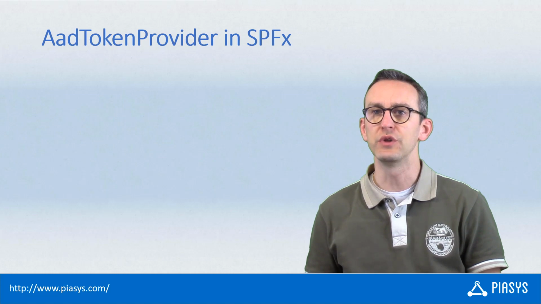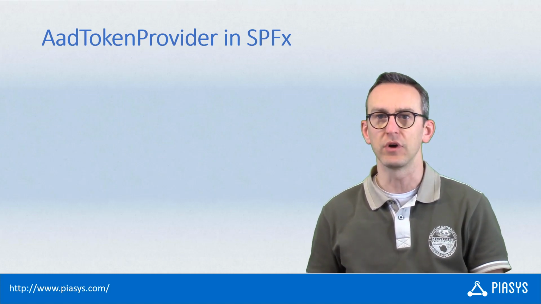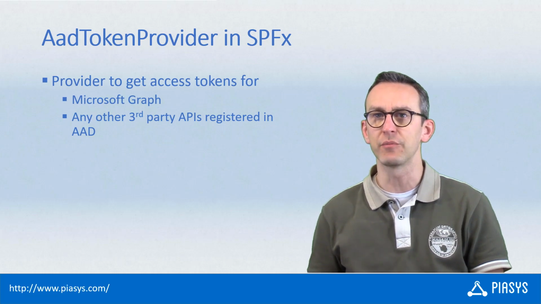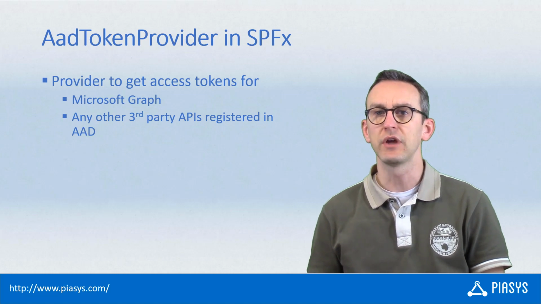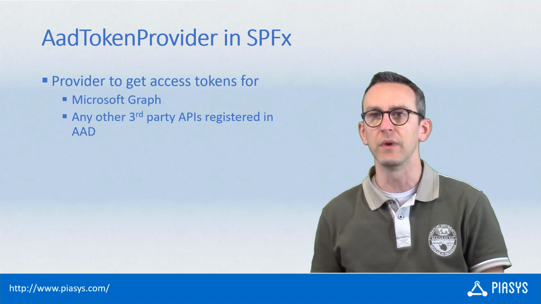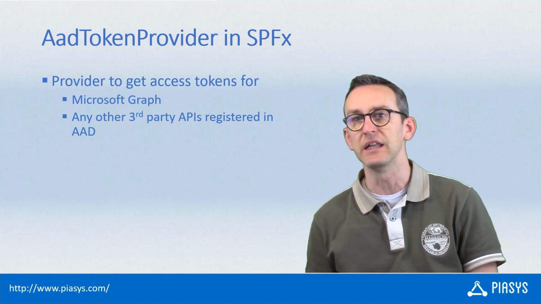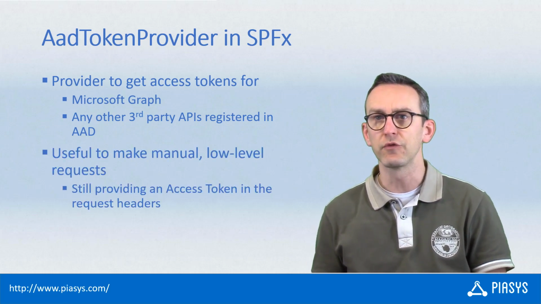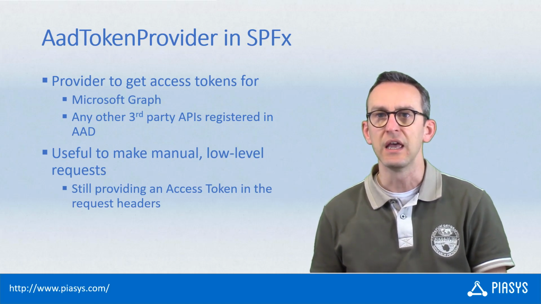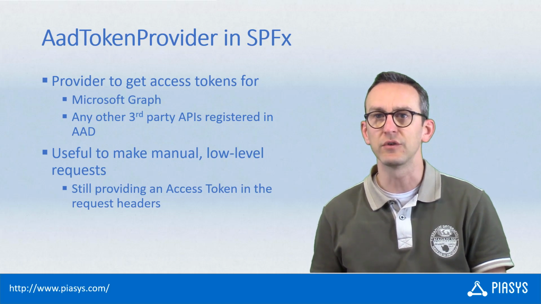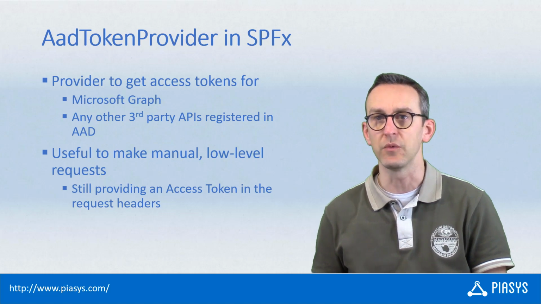This week, I want to talk with you about the AAD token provider object that we have in the SharePoint Framework. The AAD token provider is a provider of access tokens from an open authorization perspective that you can use whenever you want to consume either the Microsoft or any other third-party API registered in Azure Active Directory. It is useful whenever you need to do low-level communication with a target API and you want to have the access token to use it as the bearer authorization header in the HTTP request.